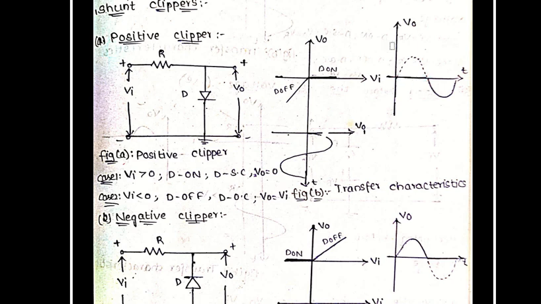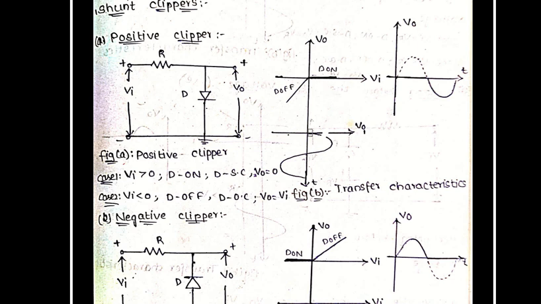So if you observe the output response, the positive portion of the input signal is clipped off by the circuit. Hence, it is called a positive clipper circuit. That means the circuit removes the positive portion of the input signal, hence it is named a positive clipper circuit. Now coming to the transfer characteristics.